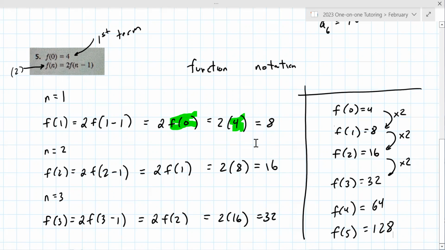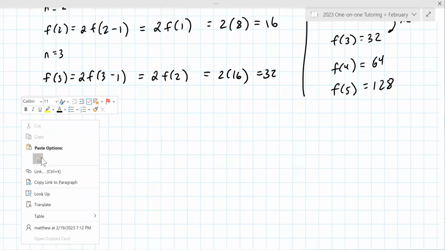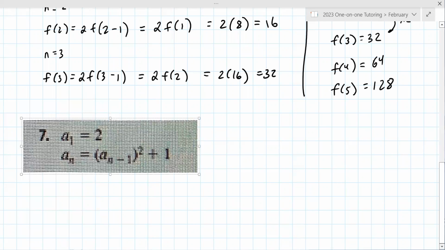Any questions on this? No, I think I'm good. Okay. All right. So for 7, it would be good to try to do this one without writing out the terms and just say in words what's happening in the formula here.